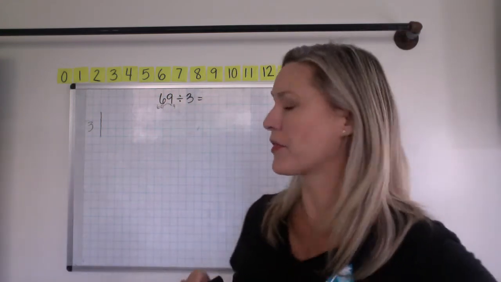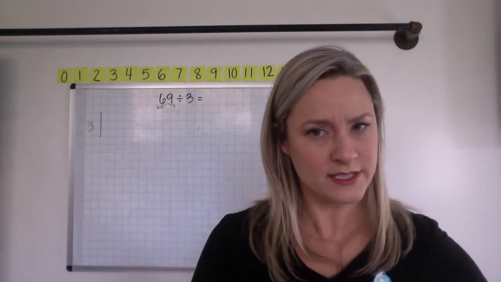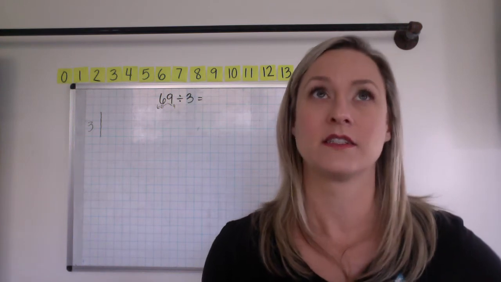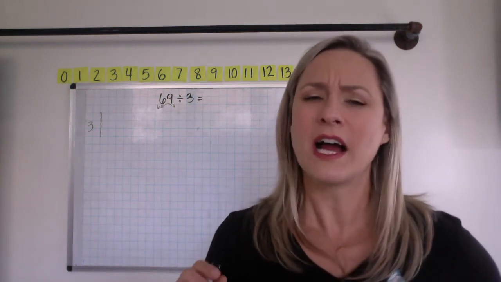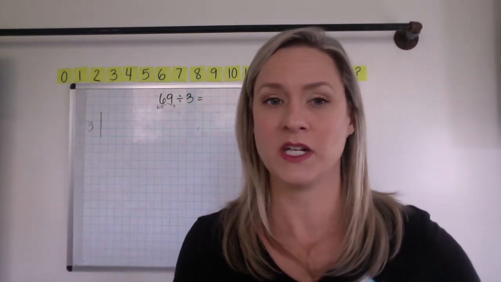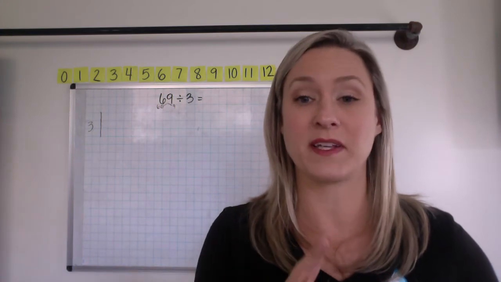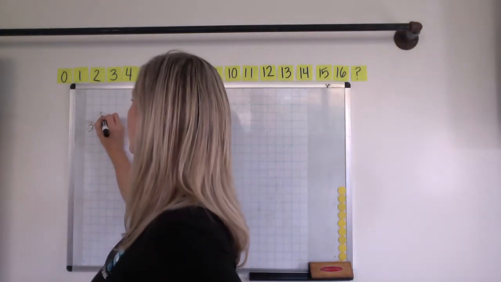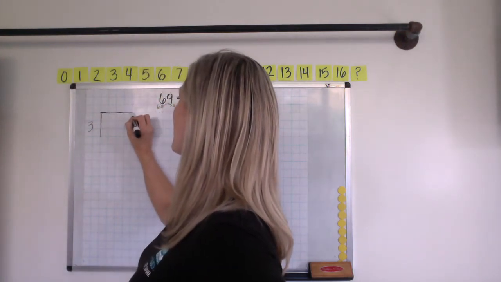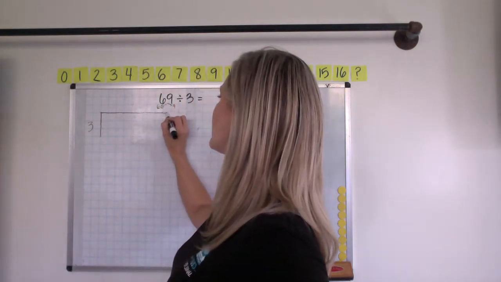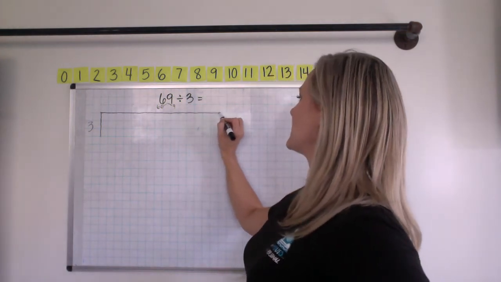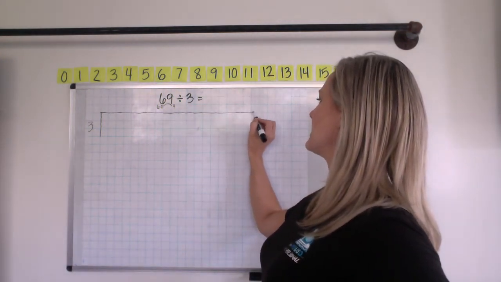60 divided by 3. Do you know that? Do you know 6 divided by 3? So you can use your basic facts. So I know 6 divided by 3 is 2. So 60 divided by 3 must be 20, right? So I know I'm going to go this way, 20. 1, 2, 3, 4, 5, 6, 7, 8, 9, 10, 11, 12, 13, 14, 15, 16, 17, 18, 19, 20.